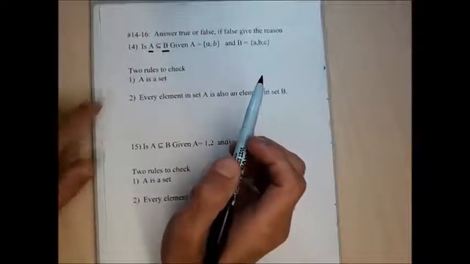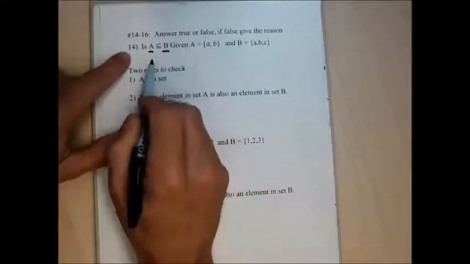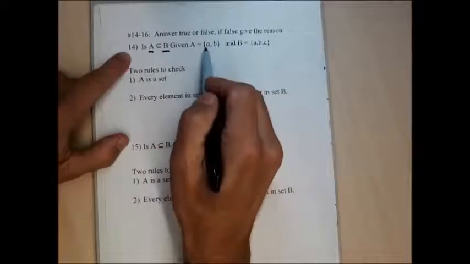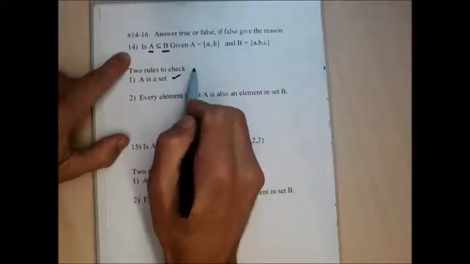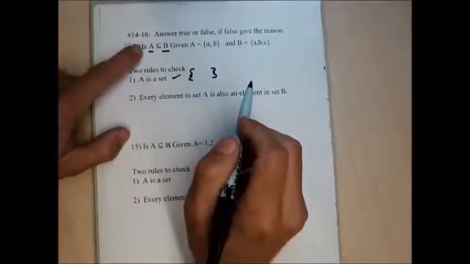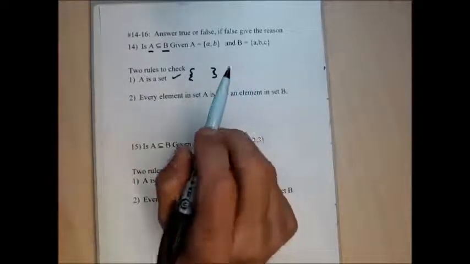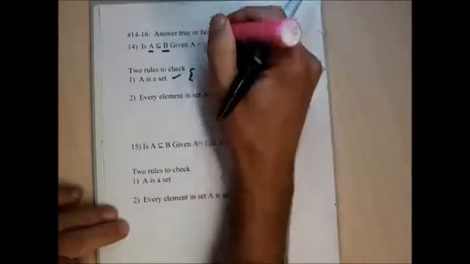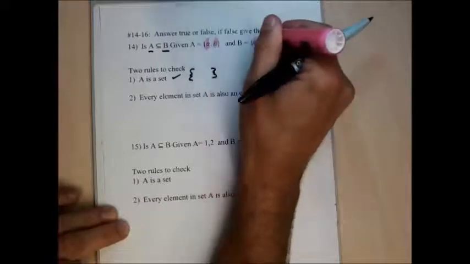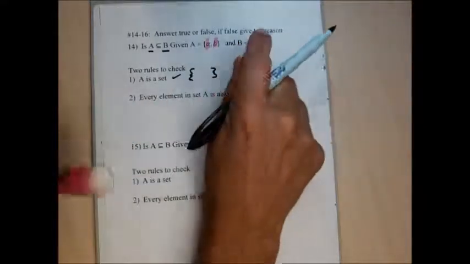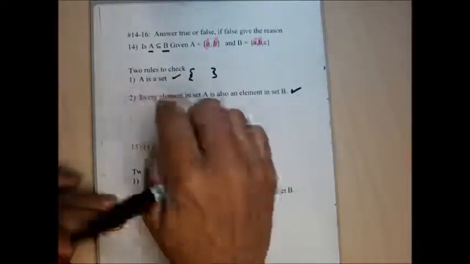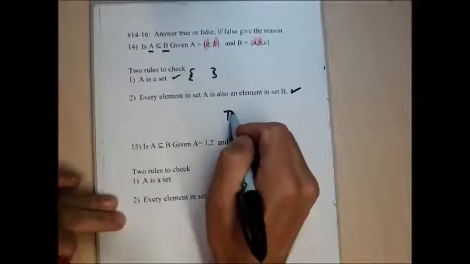So for question 14, I'm given the set A and a set B listed in roster form. I look at A, and it is a set because of the set braces. So rule 1 is satisfied, and I'll move on to rule 2 to see if A is a subset of B. The next rule is every element of A also has to be an element of B. A has 2 elements. It has the element A and the element B. Both of those elements appear in set B, so rule 2 is satisfied. Because both rules are satisfied, I'm going to write true for my answer.